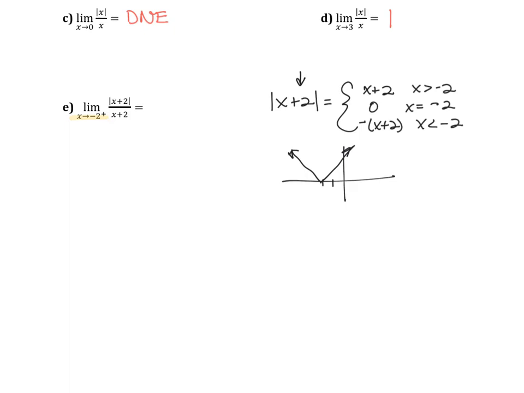Okay, so we can readjust our thinking just a little bit. If we see that x is approaching -2 from the right, -2 from the right would be numbers that are just greater than -2. So that would be these numbers up here. So really what I'm looking for in this problem is the limit as x approaches -2 from the right of x plus 2 over x plus 2, which is 1.